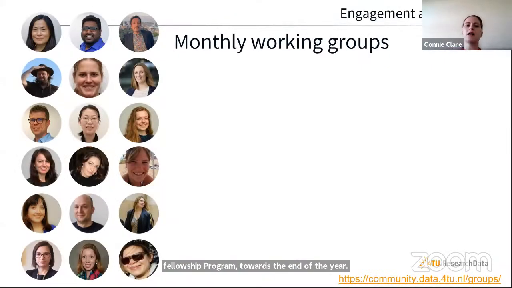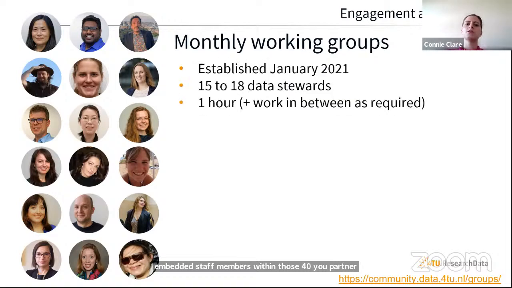So just to begin, I'll give you an overview of the community working groups. So these are working groups that are for the data stewards who are full-time embedded staff members within those 4TU partner institutions. So the working groups were established in January 2021, so they're now around 6 months old, and each working group comprises 15 to 18 data stewards. We meet every month for 1 hour to work on a particular topic, and then we also work on tasks and activities in between those sessions as required.